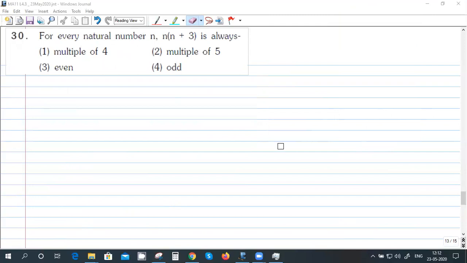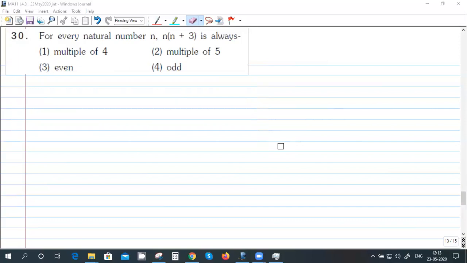For every natural number is always, this is also a trivial question. What is the answer? Sir, first, multiple of 4. Every natural number, no. For n equal to 1, 1 into 4, that is true. n equal to 2, no. So it doesn't work for 2. The answer is even.